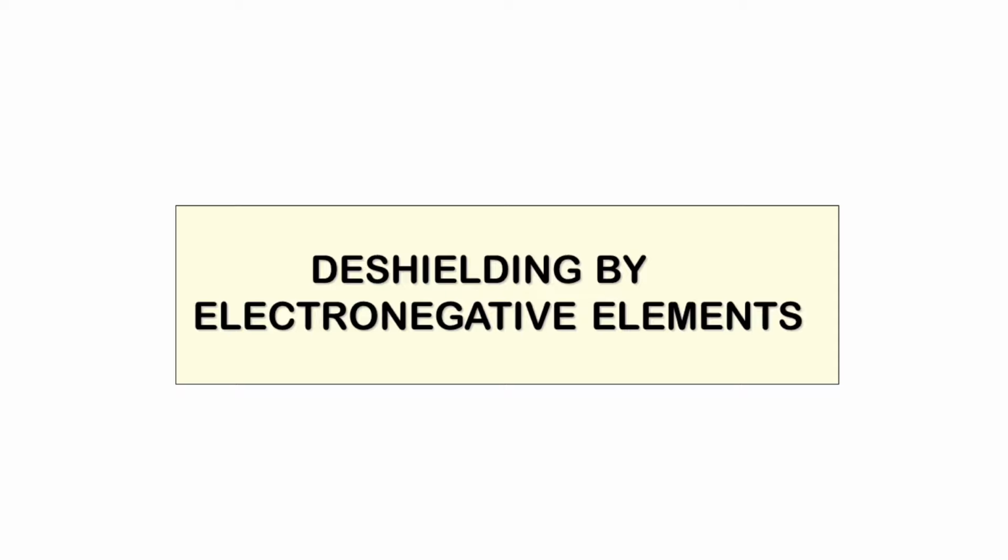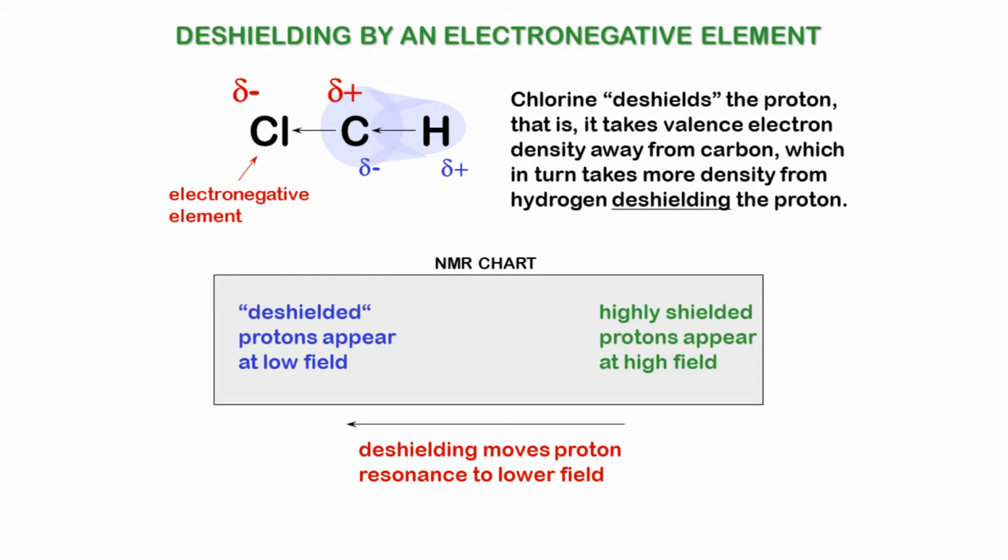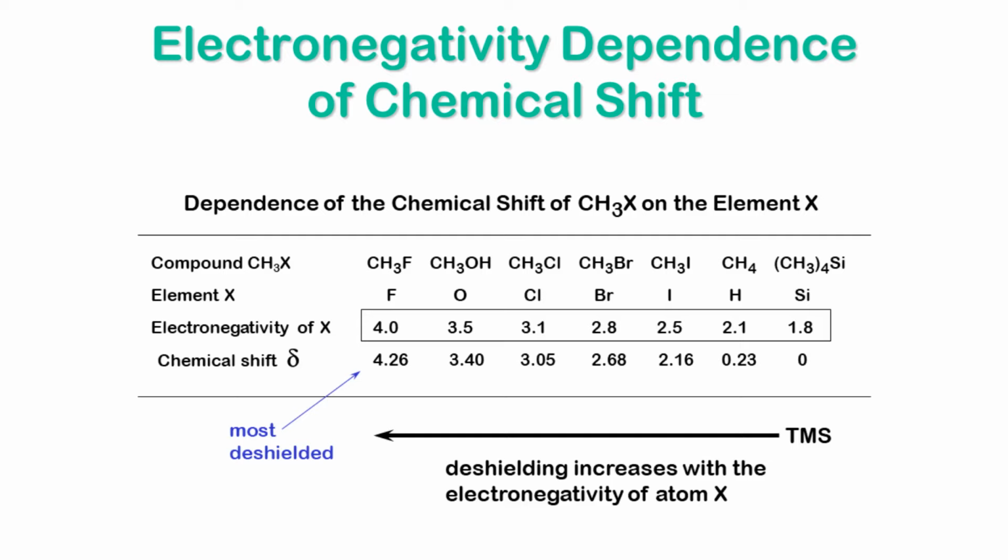Friends, let's now concentrate our focus on the concept of deshielding by electronegative elements. Electronegative elements like chlorine deshield the proton, moving its resonance to a lower field and causing it to appear at a different place in the spectrum. Electronegativity significantly influences the chemical shift of CH3X compounds.